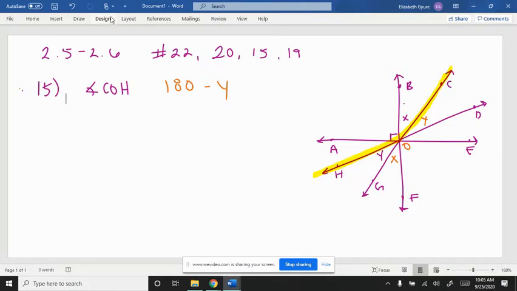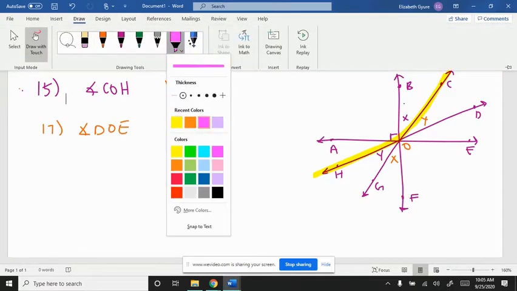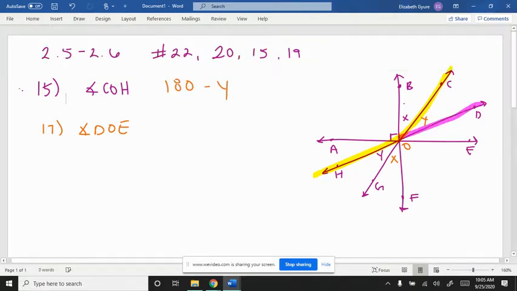Were we okay on the other ones with this, like HOF and DOE? Brennan? 17, sure. 17 angle DOE. Okay, that one's right here. So for this one, what you have to do is, since you have a right angle here with angle BOE, right? That would be how many degrees? 90. And it's everything in that 90-degree angle except whatever X is and whatever Y is.